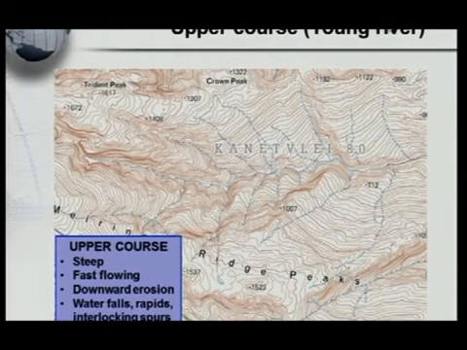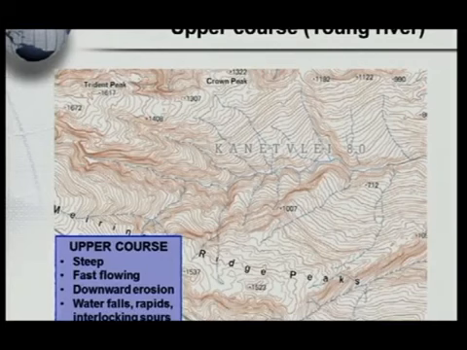Here's the upper course, or the young river as it's also known. Now have a look at this. Immediately you see lots of brown here. Now in the upper course, look, the contours are very close to each other. In other words, it will be steep. And because it's steep, it's going to be fast flowing. Because it's fast flowing, downward erosion, and see how close these contours are to each other. So you can expect your waterfalls and your rapids, because your contours are close to each other. It's very steep, and those are the landforms that you will find there.